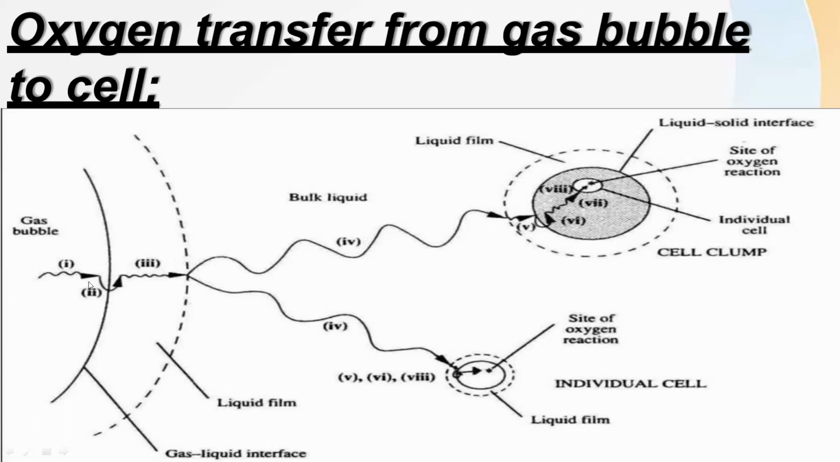So number 1 is inside the gas bubble, number 2 is at the gas liquid interface, number 3 is in the liquid film. The movement happens through the liquid film, then it moves outside into the bulk. Number 4 is given here, that is the movement of the oxygen molecule in the bulk liquid. Now it can go to two places: either an individual cell or a cell clump, meaning a cluster of cells, a larger number of cells aggregated to each other.